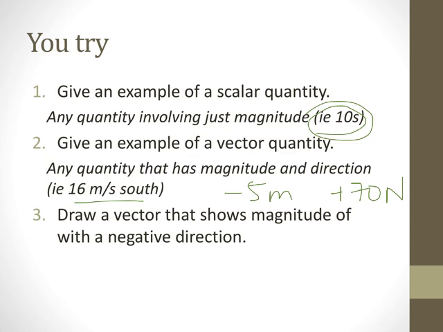Then drawing a vector that shows a magnitude with a negative direction. You didn't have to draw a specific size vector or anything like that. The big thing is I wanted to make sure you can draw something with a negative direction. So you either should have drawn a vector to the left or a vector that went down. Either one of these would work.